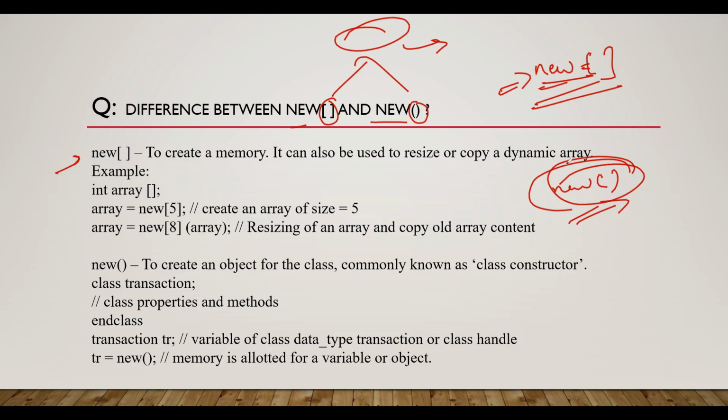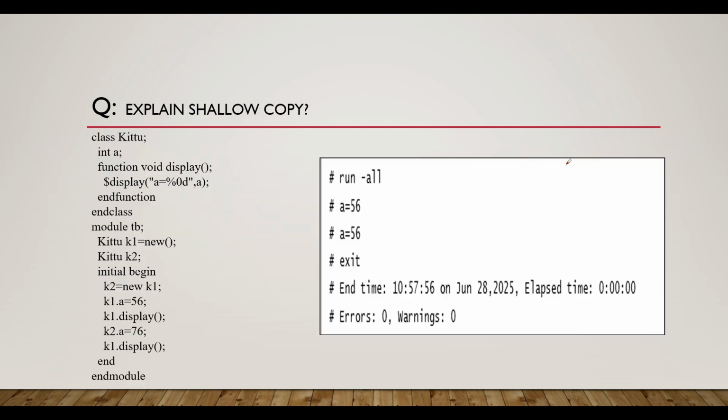In terms of definition, we can say the above new is used to create memory. It can also be used to resize or copy a dynamic array. Whereas the below new is used to create an object for the class, commonly known as class constructor. Okay, let's jump to the next question.